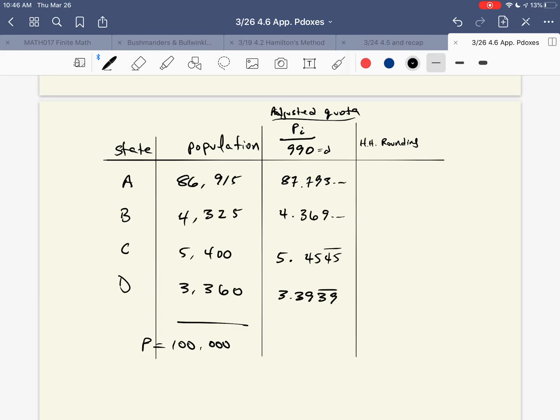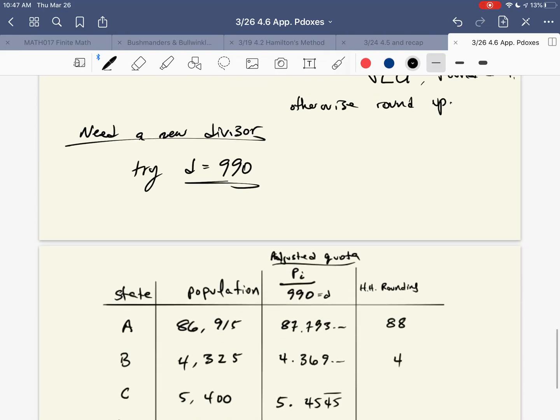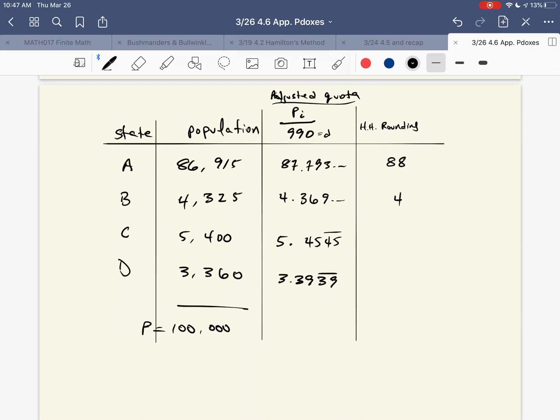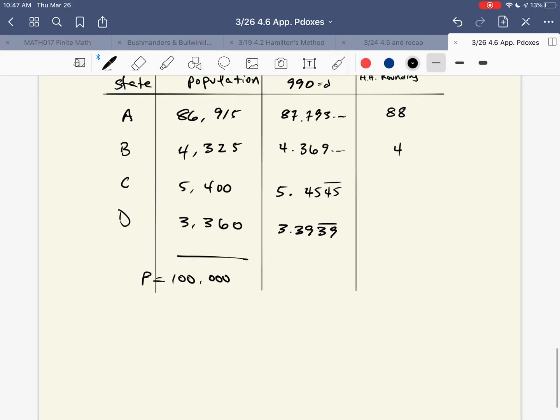Okay, and now when we use the Huntington Hill rounding rule, well, this one will still round up to 88. This one will still round down to 4. This one will now round up to 88, but remember before it rounded up to 87. Tricky. Okay, round that one down, 5.4545.